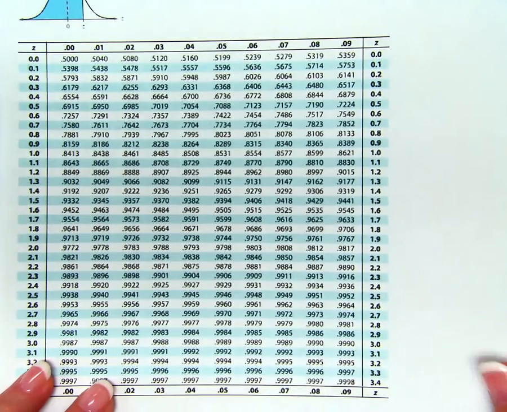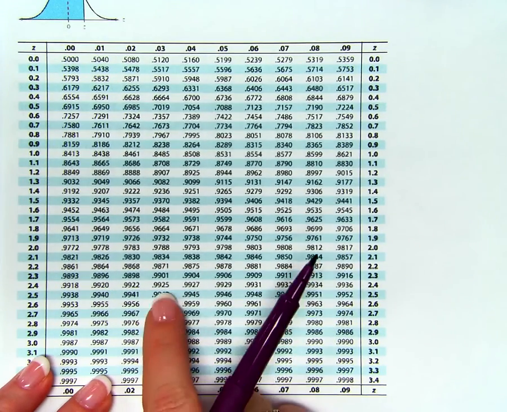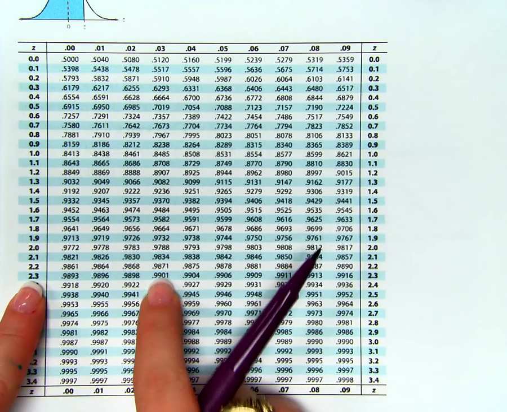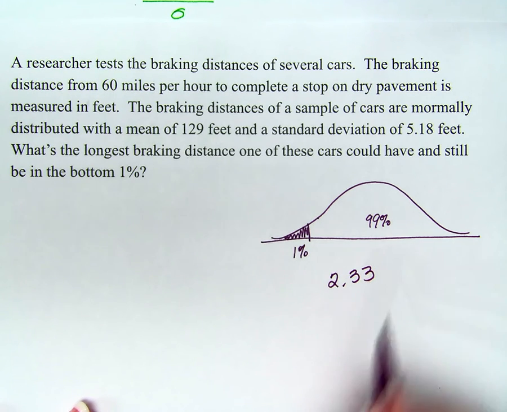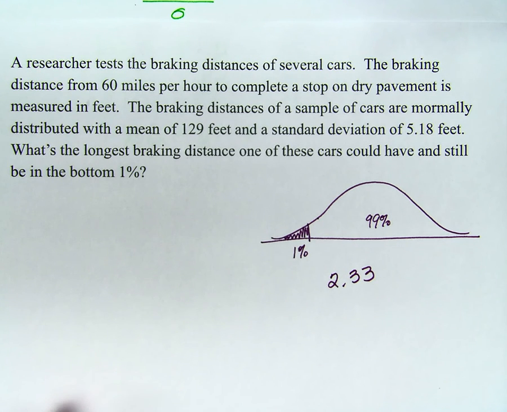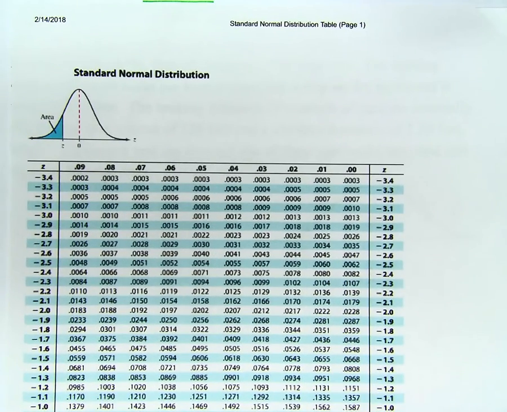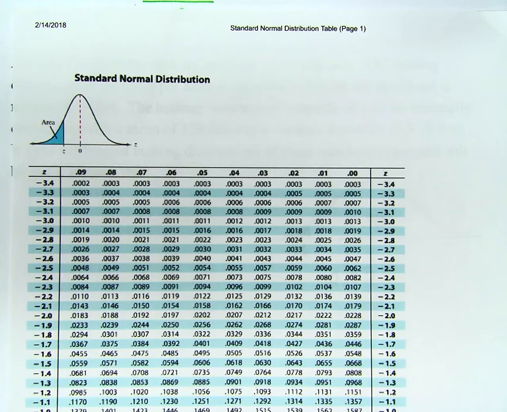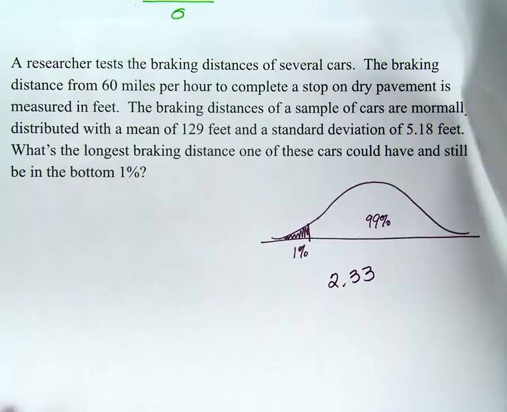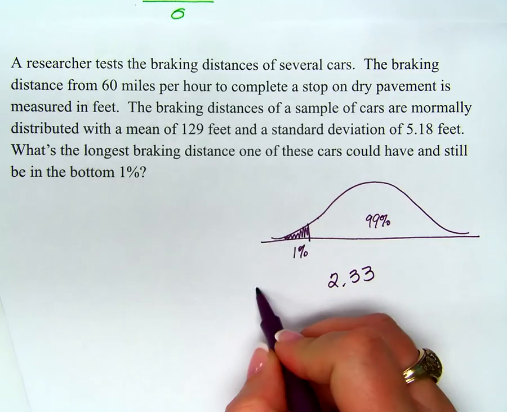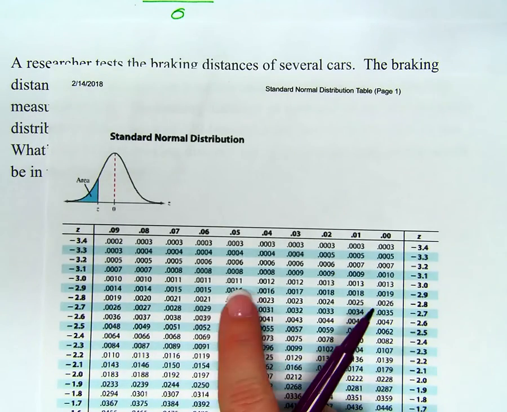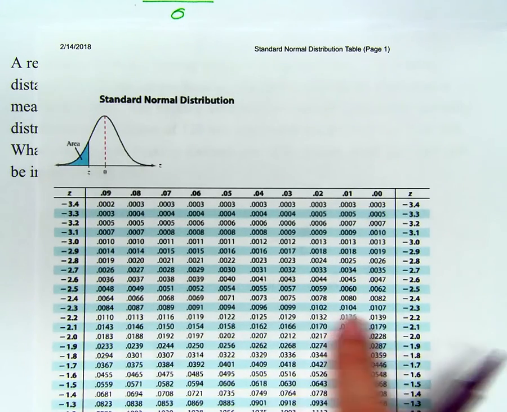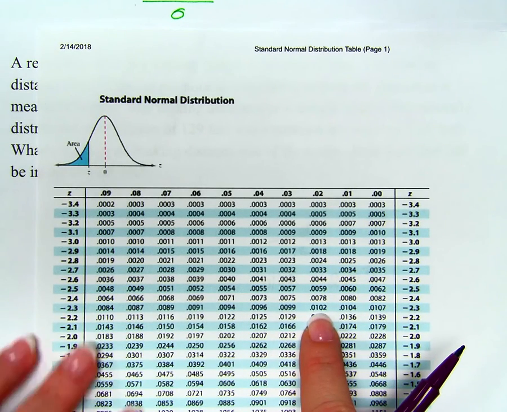So if I look up 0.99 on this paper, that's the closest one, right? 2.33. And I think I just figured it out. Look at this. What if I looked up 0.0100? Is that what I want? If this is 99%, this is 1%, so that's 0.0100, right?